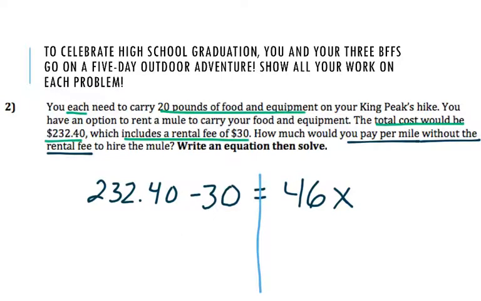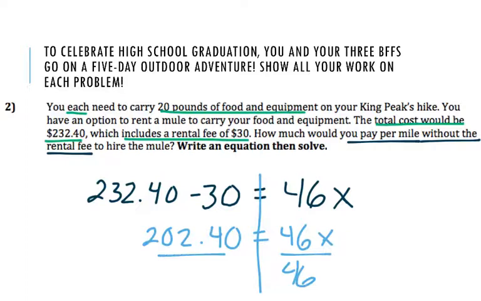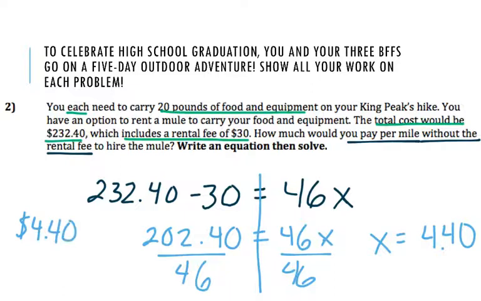And I like to draw my line down from my equal sign. If we simplify the left side of our equation, $232.40 minus $30 would be $202.40. And that would be equal to 46 times x. Now we'll divide by 46 to solve for x, which results in x being equal to 4.40. And this means that it costs $4.40 per mile to rent the mule.